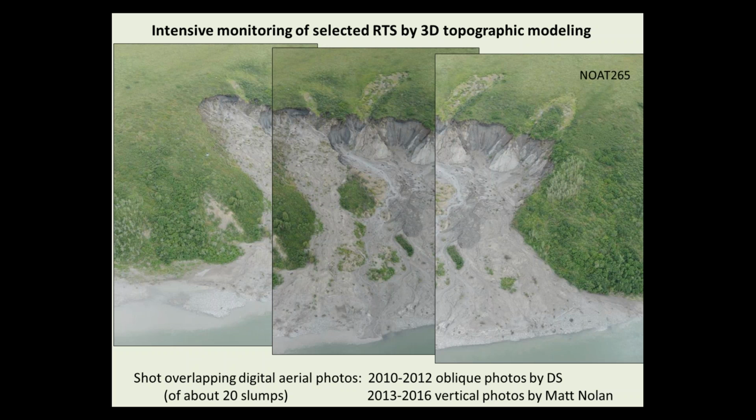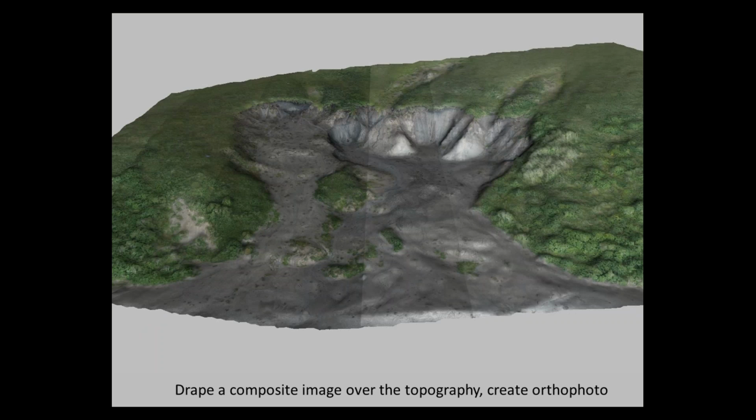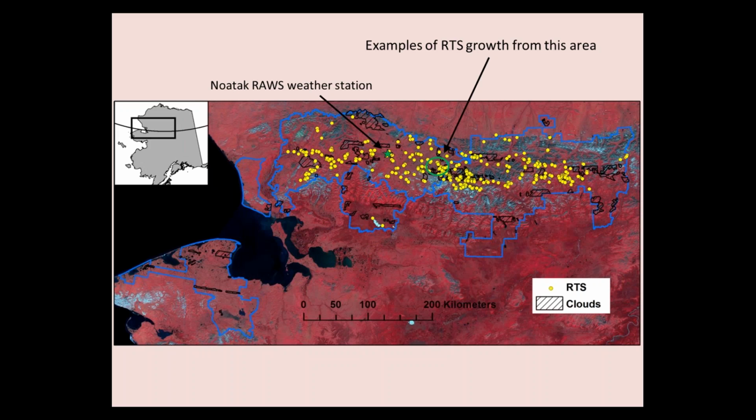I'm in the process of going back over all of my old photos and registering them to the newer ones and computing changes in the size and volume of these slumps. And we have about 20. We're probably not going to maintain that many into the future. But then, with Structure from Motion software, we can create a 3D model from the overlapping photos, and then drape the original photos back over that model to make an ortho. And then these ortho photos and the DEMs, the models, are really useful for all kinds of measurements.